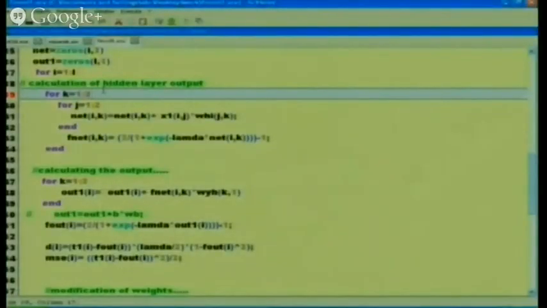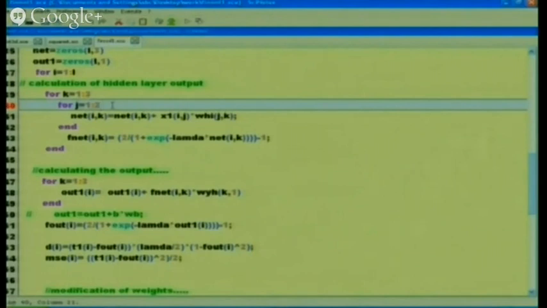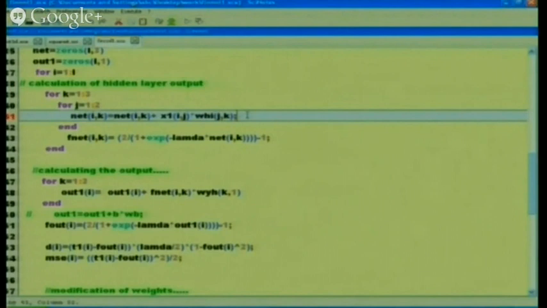Then calculation of hidden layer output. For k is equal to 1 to 3, for j is equal to 1 to 2. Net, we are calculating the net value. Let me explain on the board.